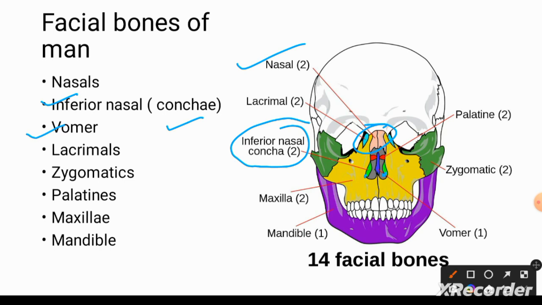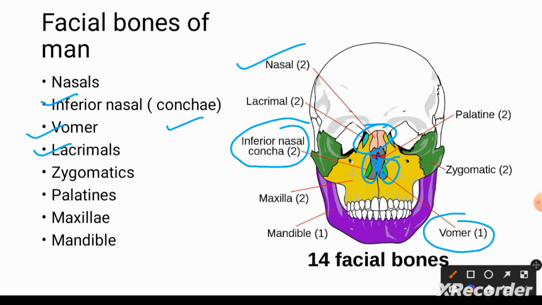Next one is the vomer. The vomer is a thin elongated plate like bone. It forms a part of the septum that separates the two nasal cavities, right and left.